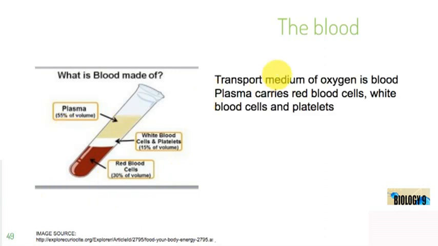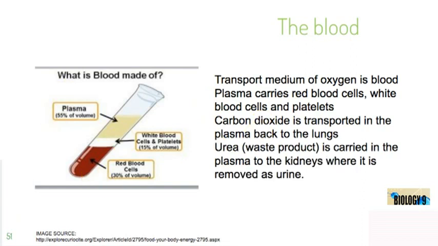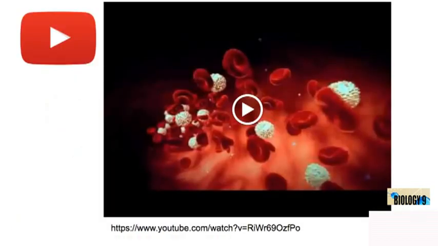The transport medium for the oxygen is the blood, with the plasma carrying the red blood cells and the white blood cells and the platelets. Okay, we've got carbon dioxide is transported in the plasma and back to the lungs, and urea, which is a waste product, is carried in the plasma as well. Here's a video to emphasize the important points of the composition and what your blood is made up of.